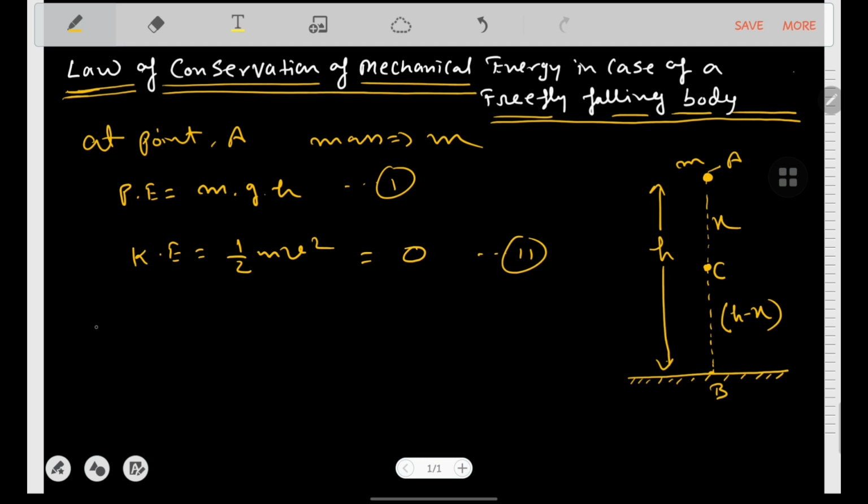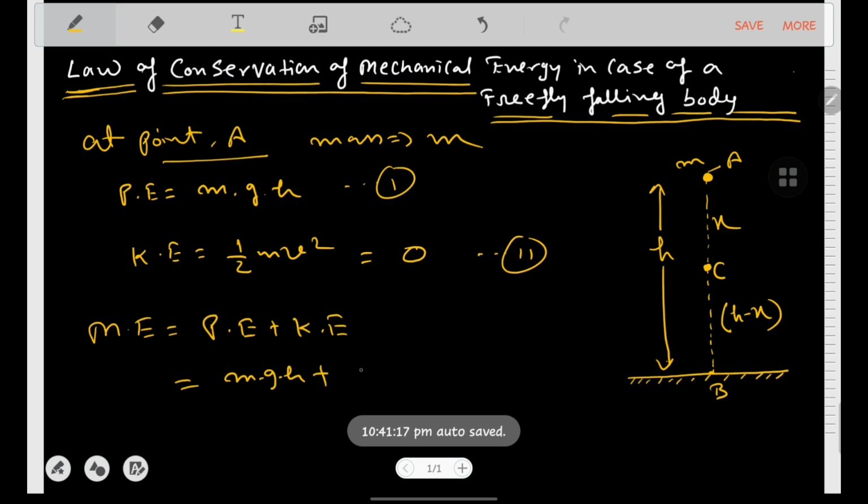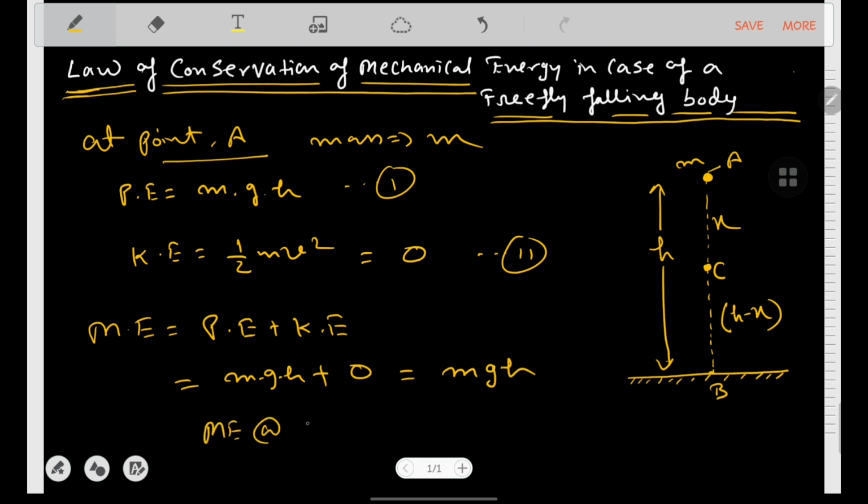Now we know what we have to prove, the mechanical energy here. Let's find out the mechanical energy at this point A. At point A the total mechanical energy is equal to potential energy plus kinetic energy. We know the potential energy at point A is m into g into h, plus the kinetic energy, which is 0 for us. The total sum is mgh. So the mechanical energy at point A is equal to mgh, we have found out.